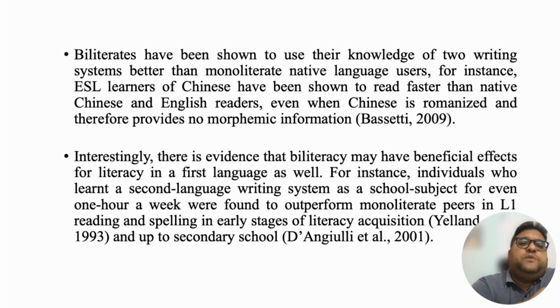Now, biliterates have been shown to use their knowledge of two writing systems better than monoliterate native language users. For example, English second language learners of Chinese have been shown to read faster than both native Chinese and native English readers, even when Chinese is romanized and therefore is not providing any morphemic information. So again, because they know both systems, they can navigate much faster and they have better practice in some sense.